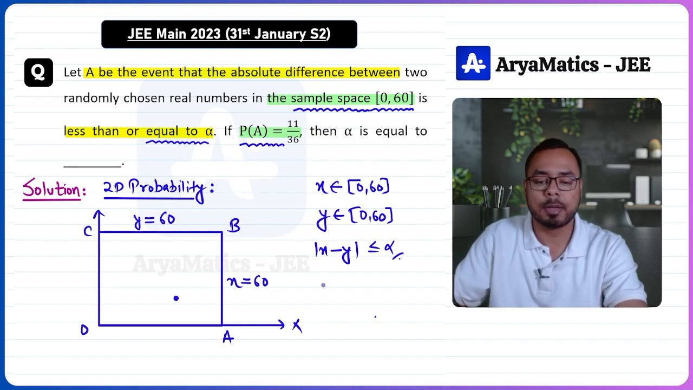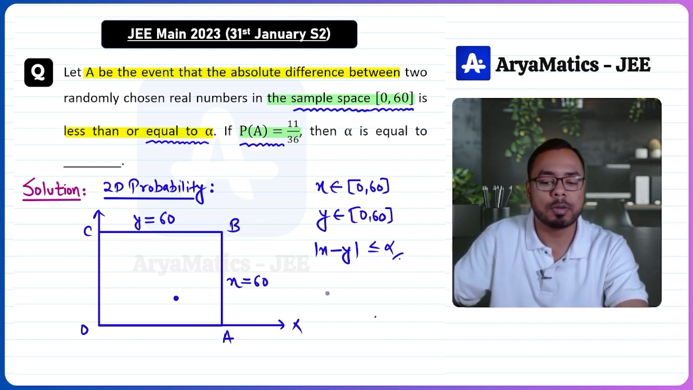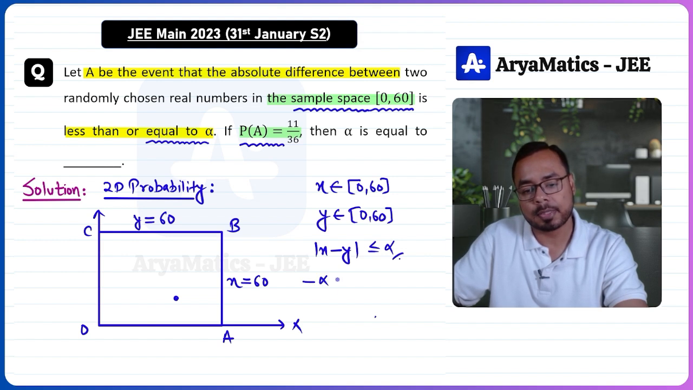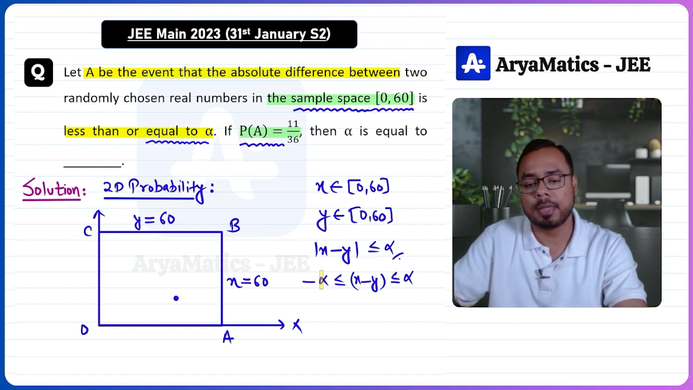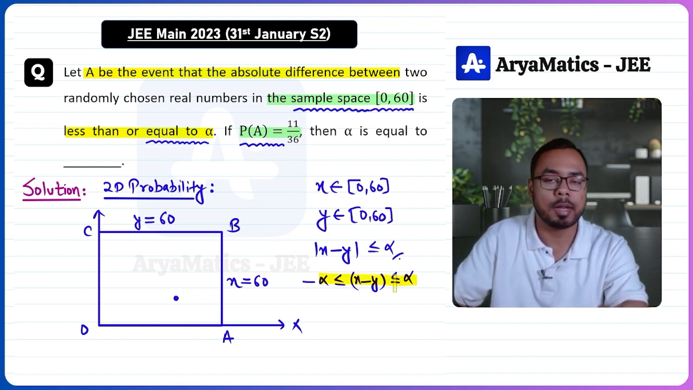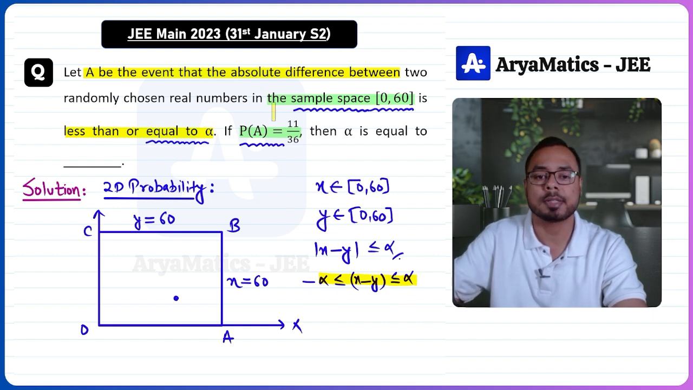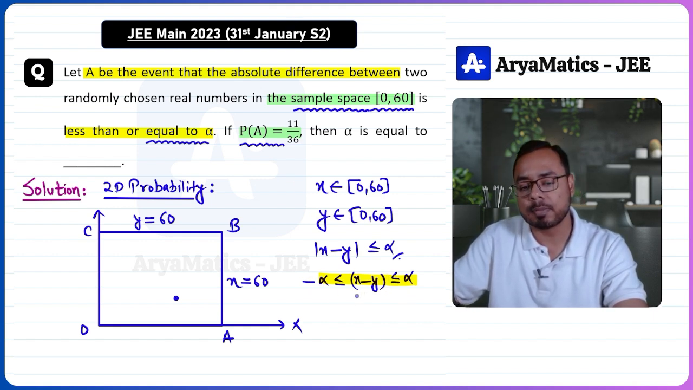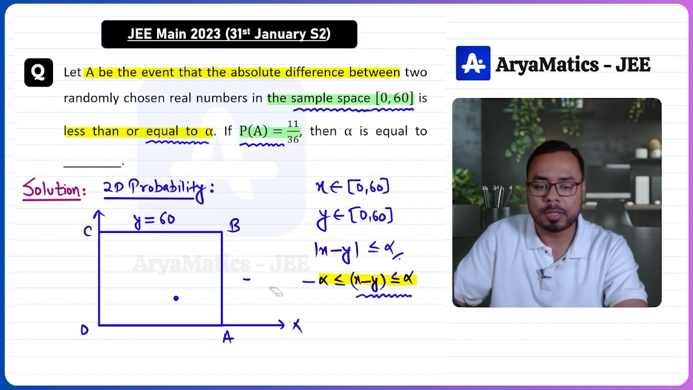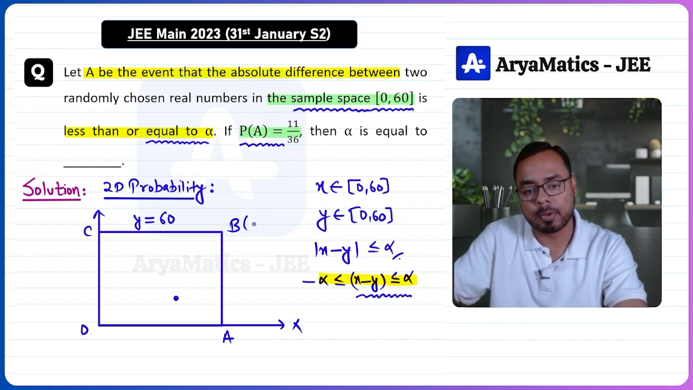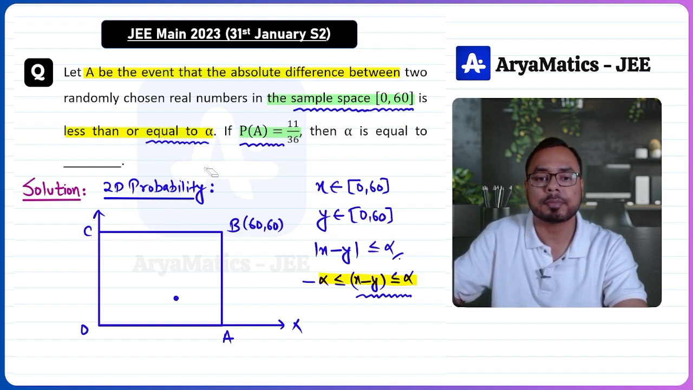Now the favorable region will be that mod x minus y should be less than or equal to alpha. That means x minus y should be between minus alpha and plus alpha. Obviously alpha will be a positive number, right? So the favorable region will be the region satisfying this inequality, that x minus y is between minus alpha and plus alpha. So first let us plot the line x minus y equals alpha. I'll remove this point, and the coordinate of point B is 60 and 60, right? This line also we can remove.